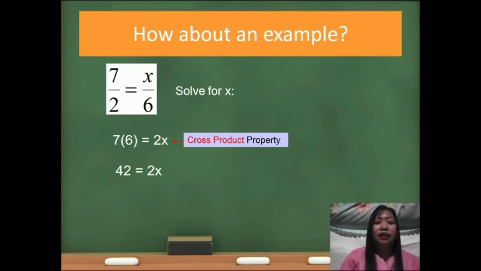Next, what do we do to get rid of the 2 beside x? Yes, we need to divide both sides by 2. So 2x divided by 2 is x. 42 divided by 2 is 21. Very good.